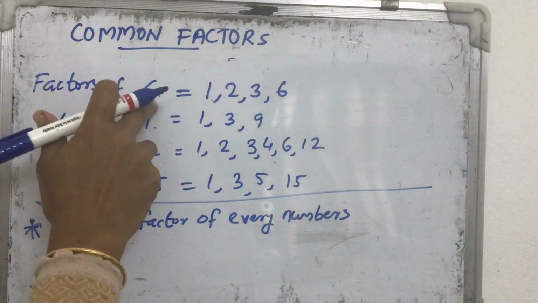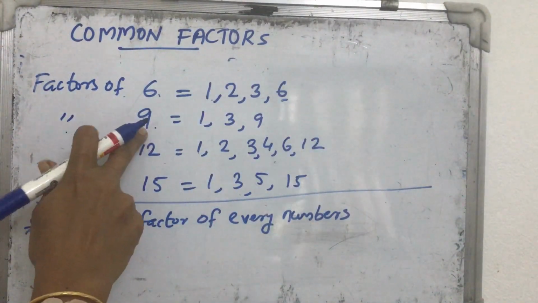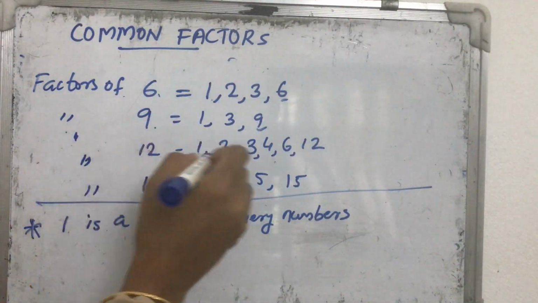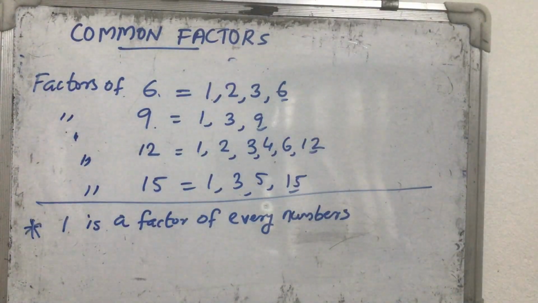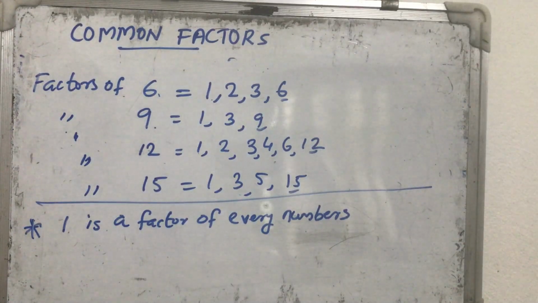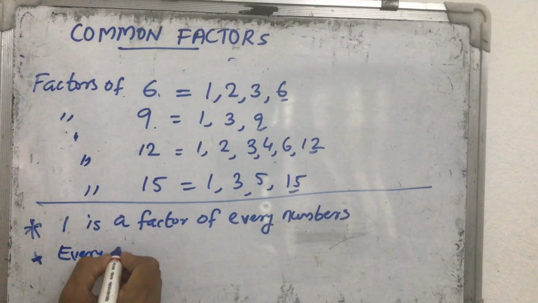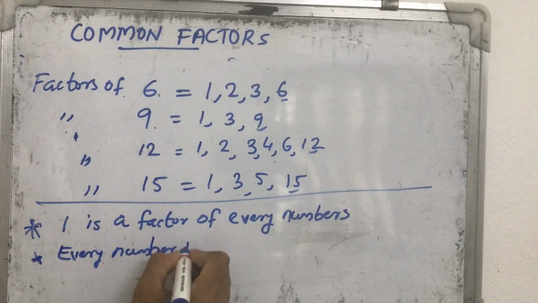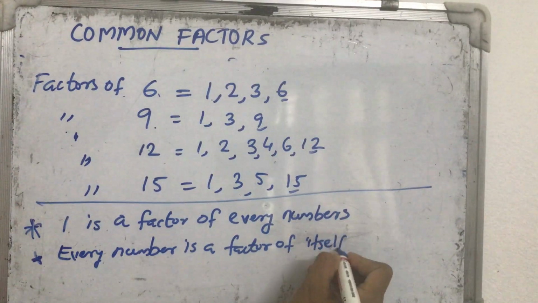Now look here. In the factors of 6, there is the number 6, and in the factors of 9 also. In the factors of 12 it must be there. Factors of 15, it must be there. So from this what can we conclude? For every number, that number itself is a factor. Every number is a factor of itself. That is the second property of factors.